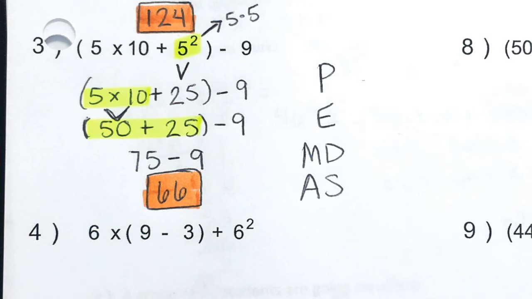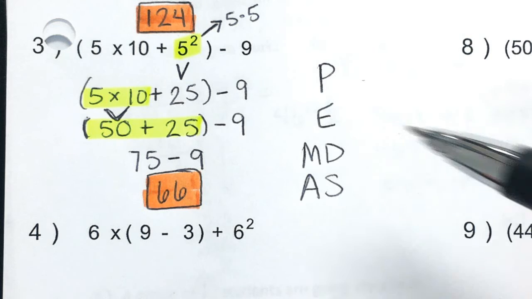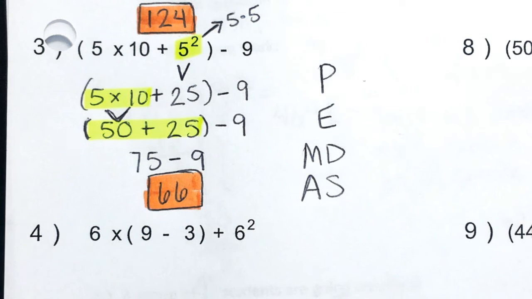Jason? If it wasn't in the parentheses, would you go left to right? If the number is 5 times 10 plus 5 to the second power, if it wasn't in parentheses, would you go left to right? You would still just go in this order, which is basically the order we did it. All right, the parentheses here didn't really change anything.